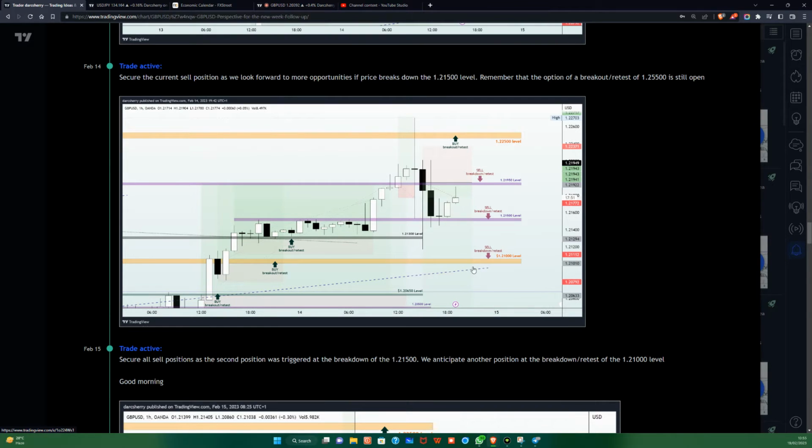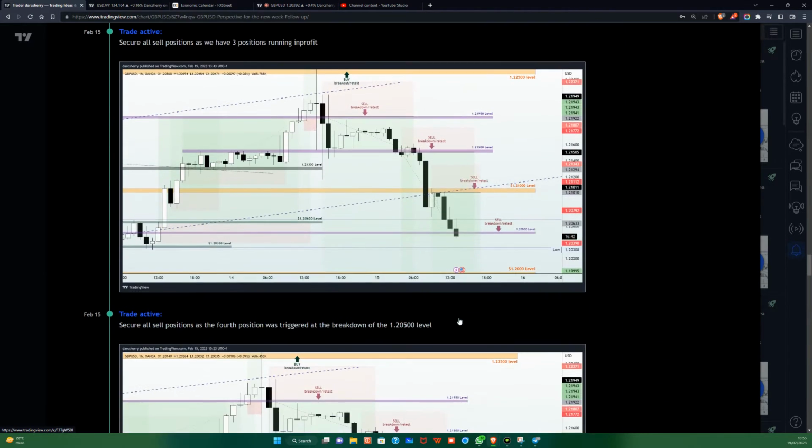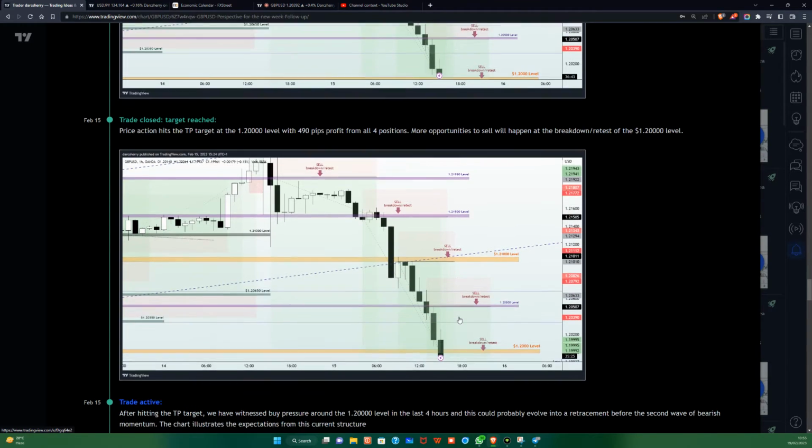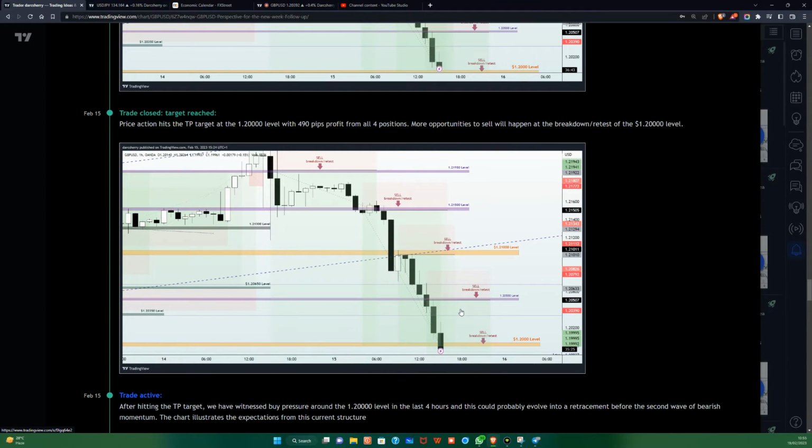We identified structures where we wanted to be adding more positions, and it was a very profitable week for us, anyways. We rode the move all the way down. So it was a profitable trade for everyone who was part of this commentary during the course of last week.